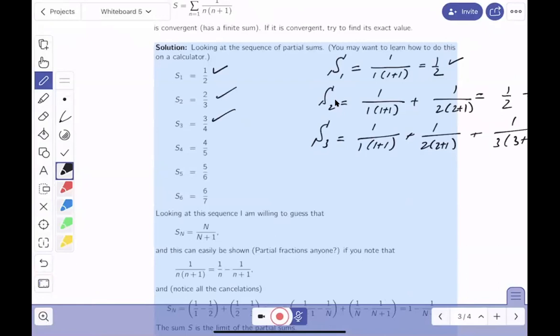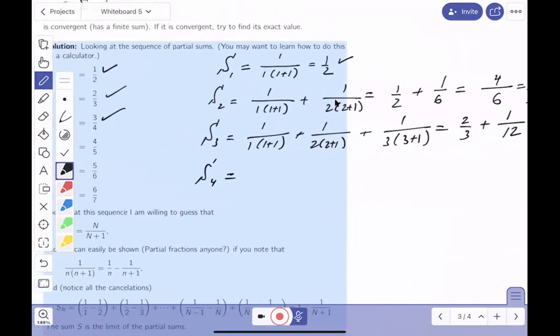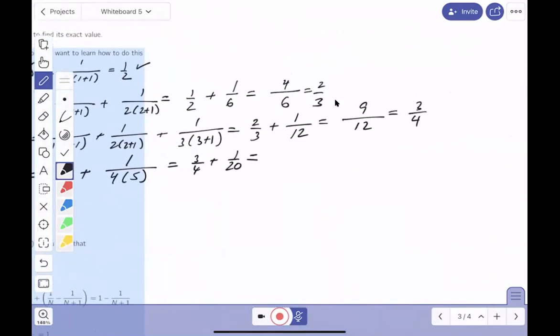3/4. All right, let's do S4. Well, it's just going to be the prior guy, which was 3/4, plus the very next term now. Get a little better at this, which would be 4 times 5. Well, what do you get over there? 3/4 plus 1/20. And this gets more difficult. Each one I add on gets more and more difficult. Well, I'm going to say 20 is a common denominator. That's going to be 16 over 20. Yeah, you need to know grade school arithmetic. That'd be 4/5.